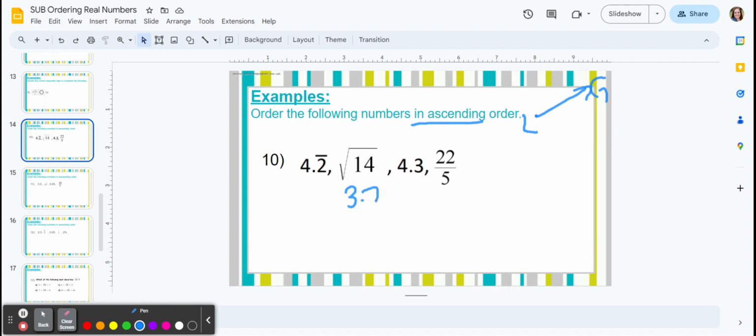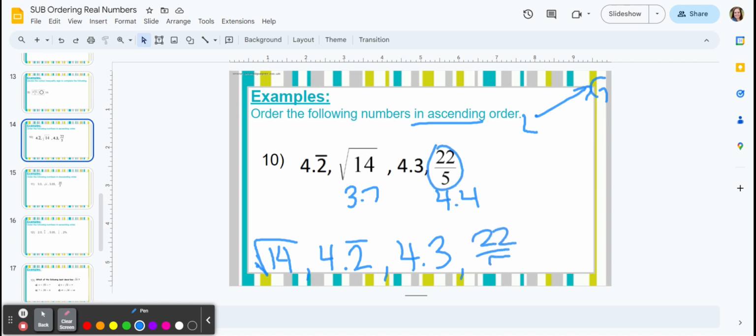And then we have 22 divided by 5. So again, I can use 22 divided by 5. Gives me 4.4. So we want the smallest number listed, 3.7. So we're saying the smallest number is actually the square root of 14 because 3.7 wasn't there. The next is going to be 4.2 repeating. And then we have 4.3. And then our last number is not 4.4, it's actually 22 fifths. Okay, so ascending order.